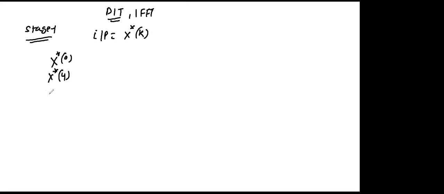Simple bit reversal order. Then you see the same: X conjugate 2, X conjugate 6, X conjugate 1, X conjugate 5, X conjugate 3, X conjugate 7. Yes or not?